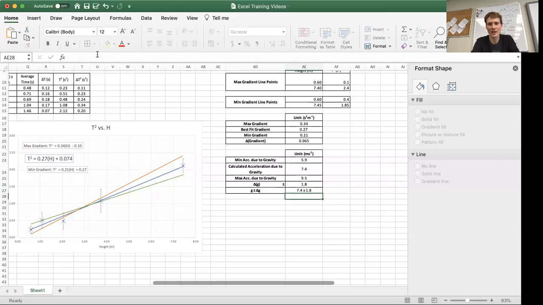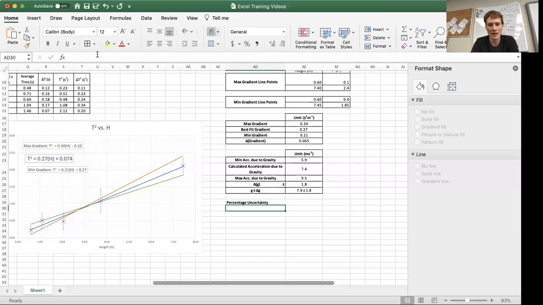So this is my final value for the acceleration due to gravity and the uncertainty on the acceleration due to gravity. I then need exactly two more things. I need the percentage uncertainty on my value, and I need the percentage error. And remember, those are different things.